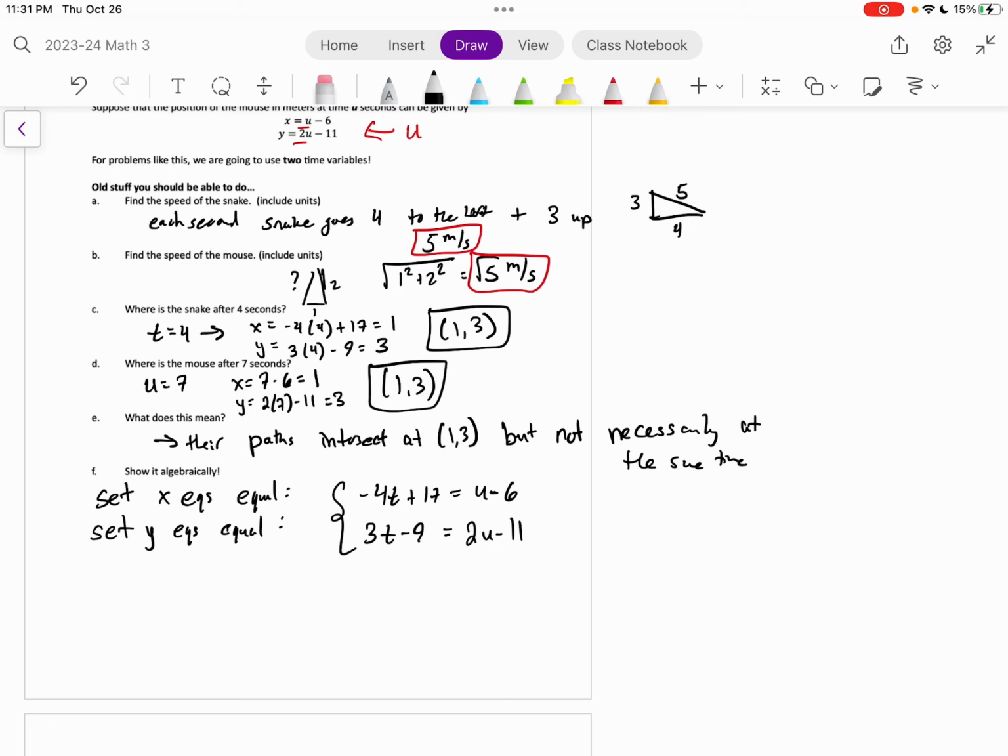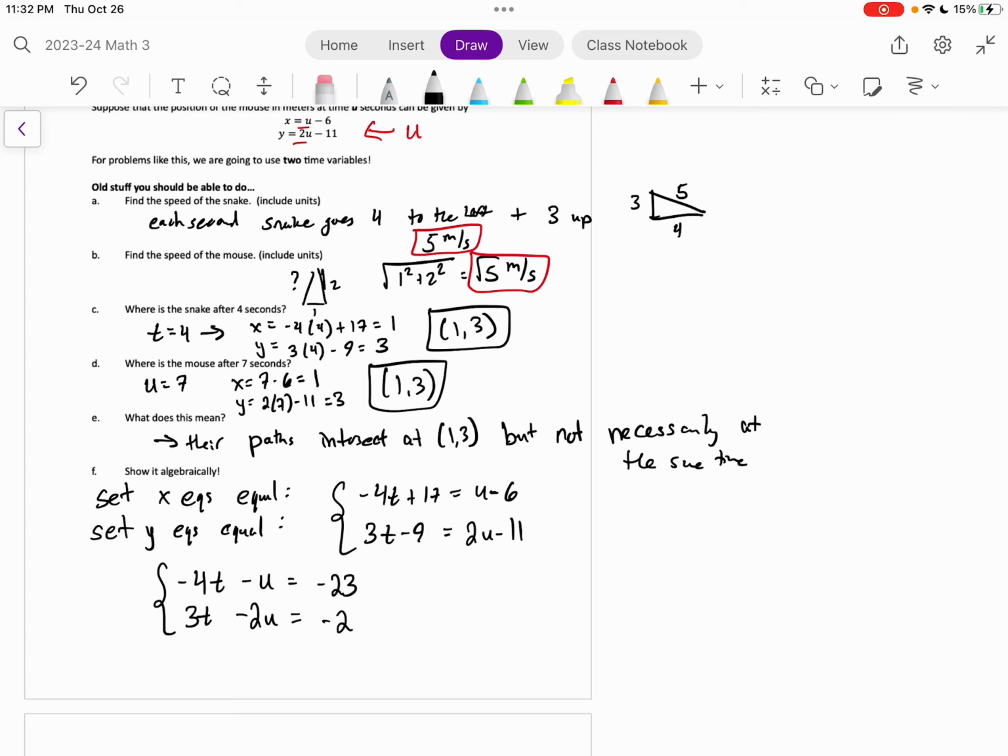I'm going to clean it up a little before I solve it, get it into a form that we're more used to. So I'm going to have the top one be negative 4t, I'm going to subtract u on this side, and then I'm going to subtract 17 onto the other side. So it's going to be negative 23. And then I'm going to have 3t, I'm going to subtract 2u, and then I'm going to add 9 to get negative 2, I think. So again, you can take whatever steps you need to solve this system.